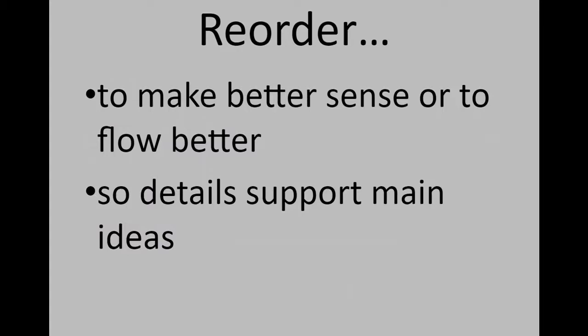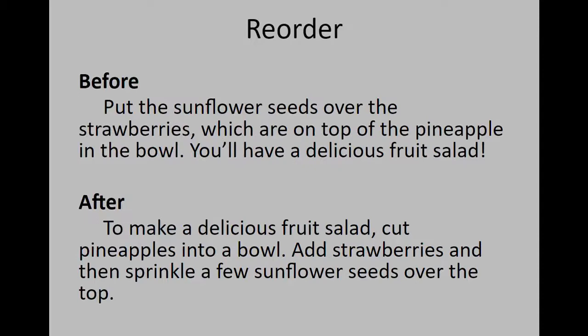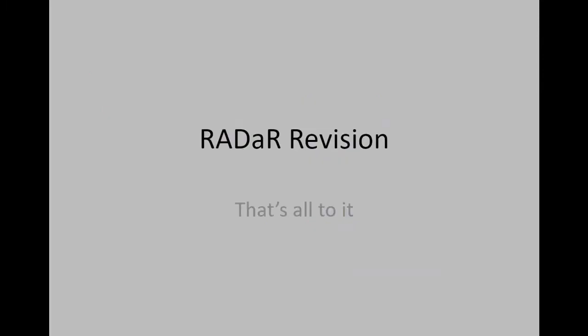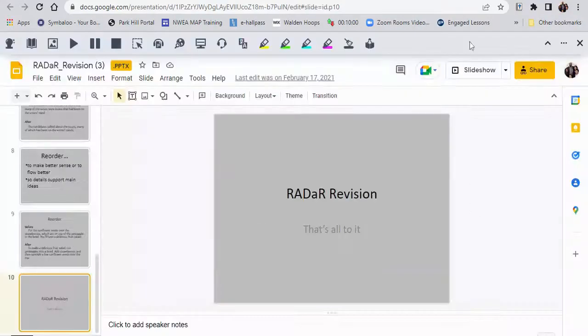Reorder, I would try to make sure that you have your strongest point last for your argument. So start with your weaker points first, stronger points last. If you have to reorder that, go ahead and do that. And then that's the RADAR revision process. So that's what you want to look for as you look at the text.